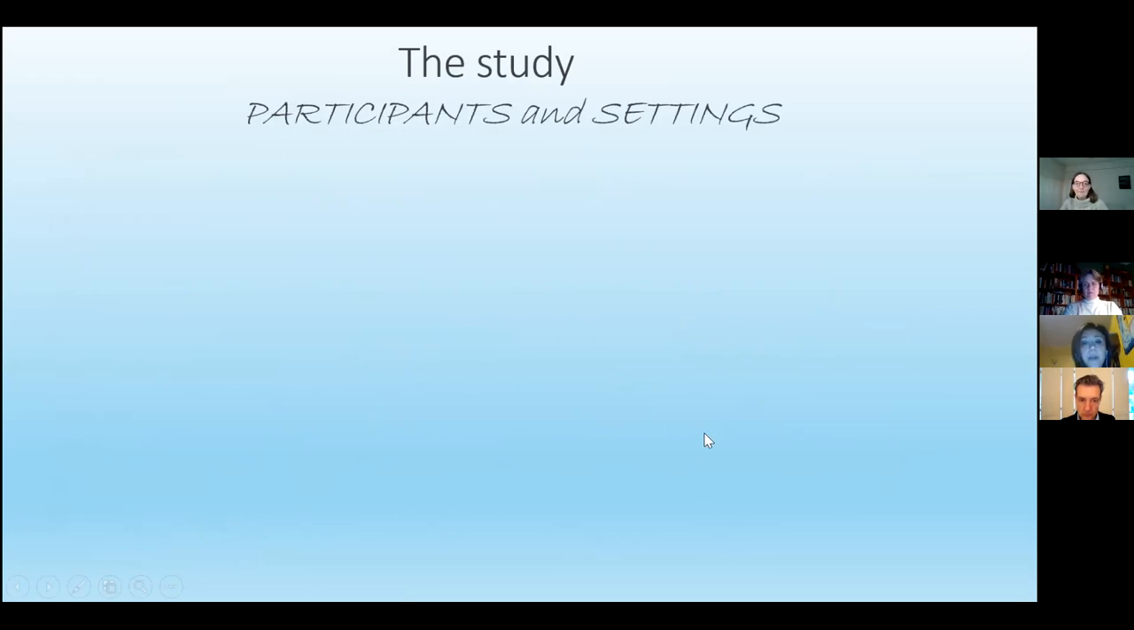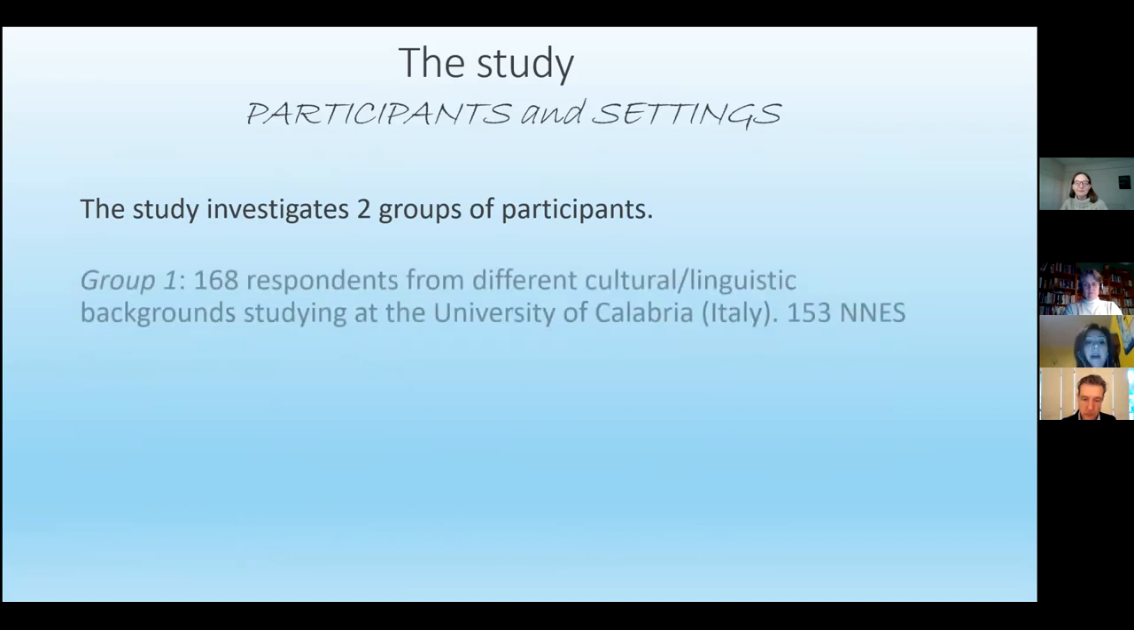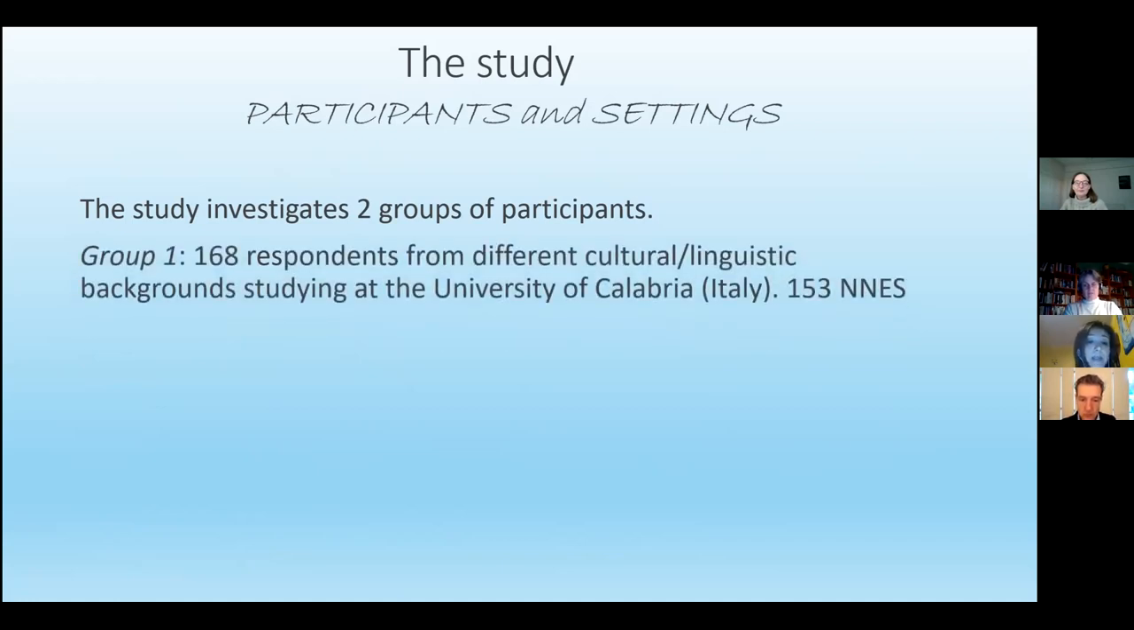Therefore, the study, participants and settings. The study has investigated two groups of participants. The first group was made up of 168 respondents from different cultural and linguistic backgrounds. They were international students studying at the University of Calabria, where I work in Italy.